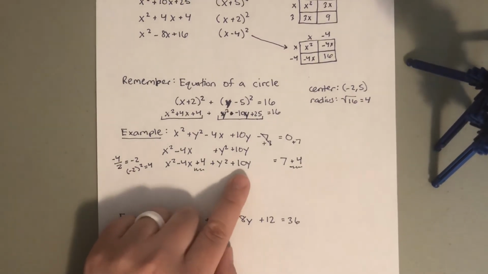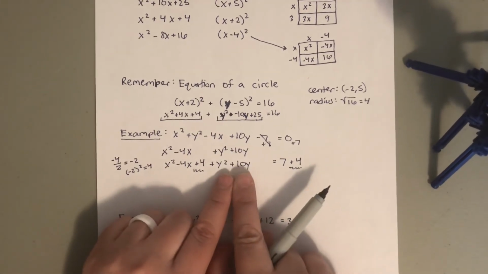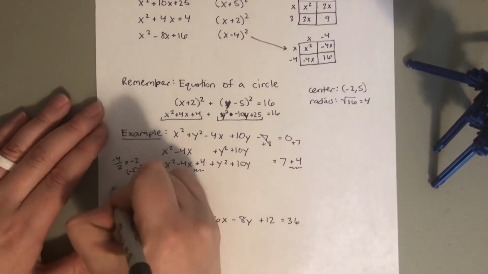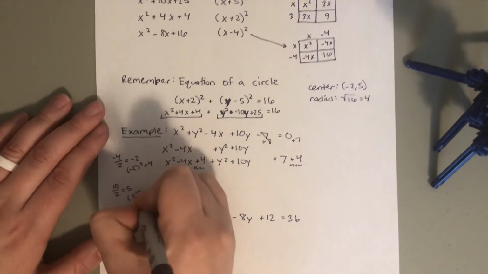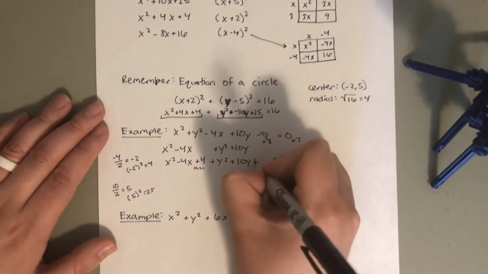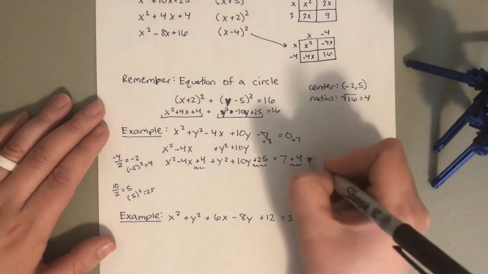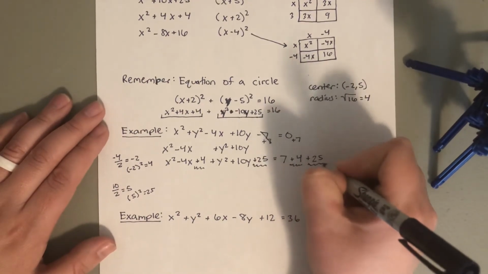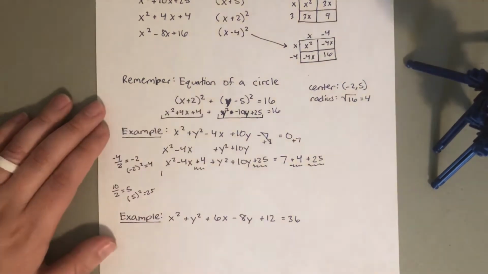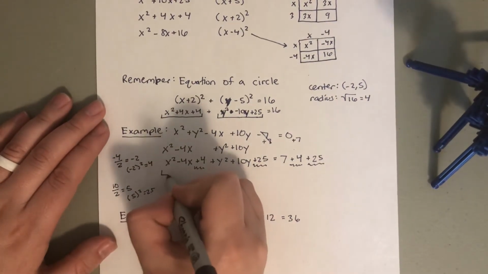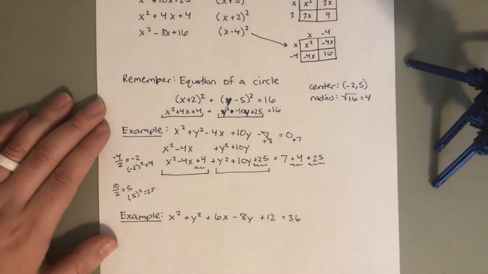Now here, what would make this a perfect square? To make it fit that pattern, I would take half of 10, which is 5. And then I square that, and I get 25. So that would be a +25. But I can't just add a 25 on that side without also adding a 25 on this side. So now this is very helpful because in doing that, I have 2 perfect squares.